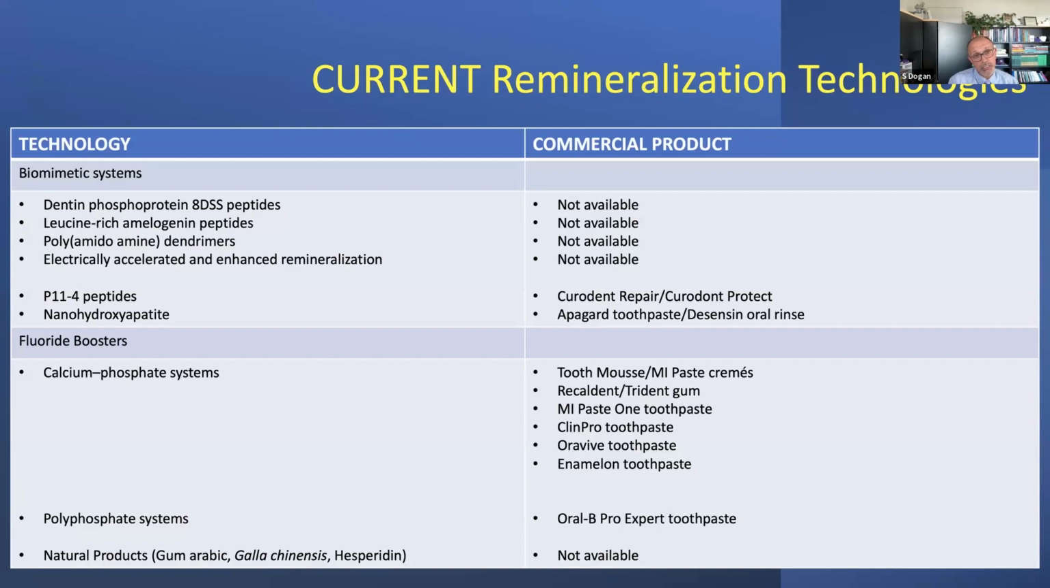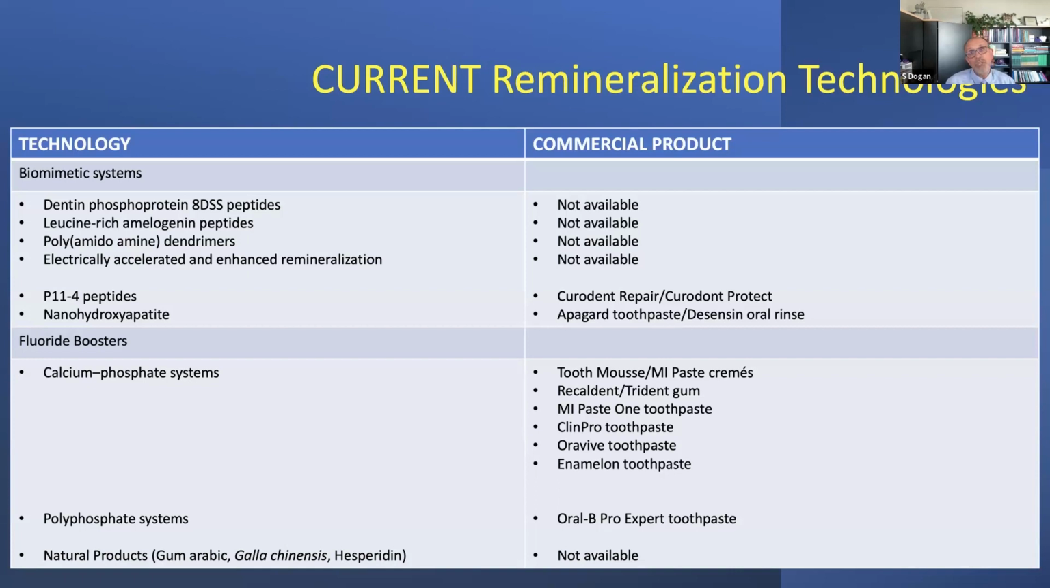We have biomimetic systems. For example, on the market, we have Curodont Repair, or the Apagard toothpaste. One of them is a peptide, the other one is a nanohydroxyapatite. They didn't take the market like other toothpastes. They are at their initial phase, but they are very promising technologies. And we have so many non-commercial biomimetic systems. I don't want to go there, but it's on my slide.